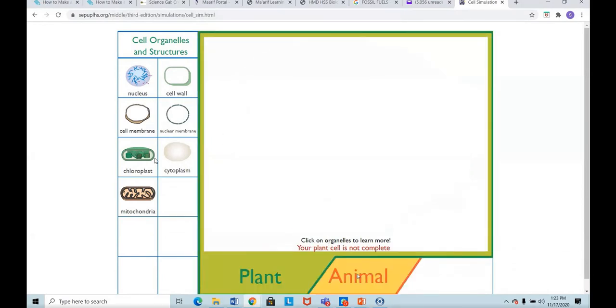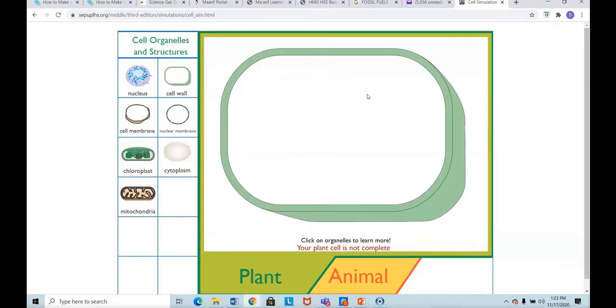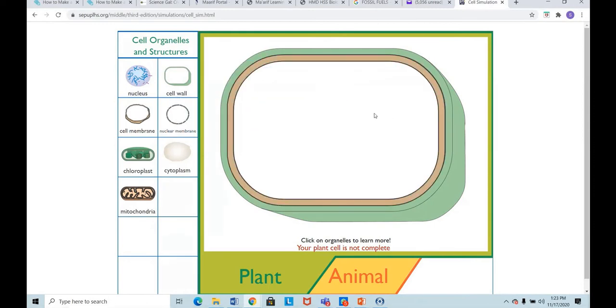Now let's go and make a plant cell. What do you want me to put first? Cell wall. And then cell membrane. Are you sure the cytoplasm goes next? Cell membrane. Excellent. Cell membrane is present in both an animal and a plant cell. Very good. And then the cytoplasm.